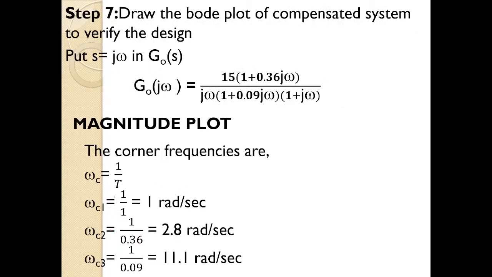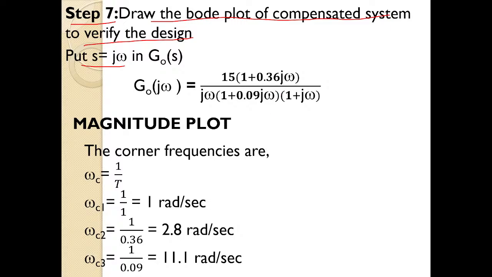Now let us draw the Bode plot for the compensated system. Step number 7. Draw the Bode plot of compensated system to verify the design. Okay. So just replace S by j omega in the above equation. You will get G naught of j omega equal to 15 into 1 plus 0.36 j omega by j omega into 1 plus 0.09 j omega into 1 plus j omega.